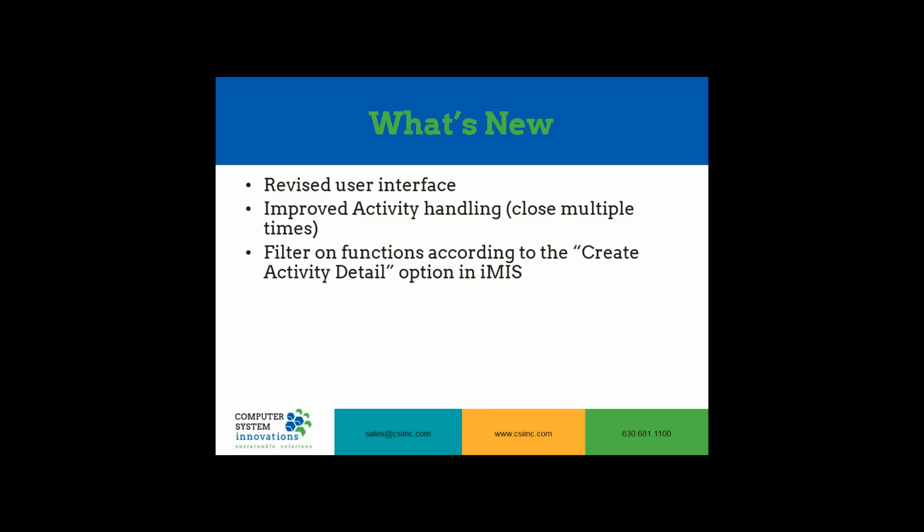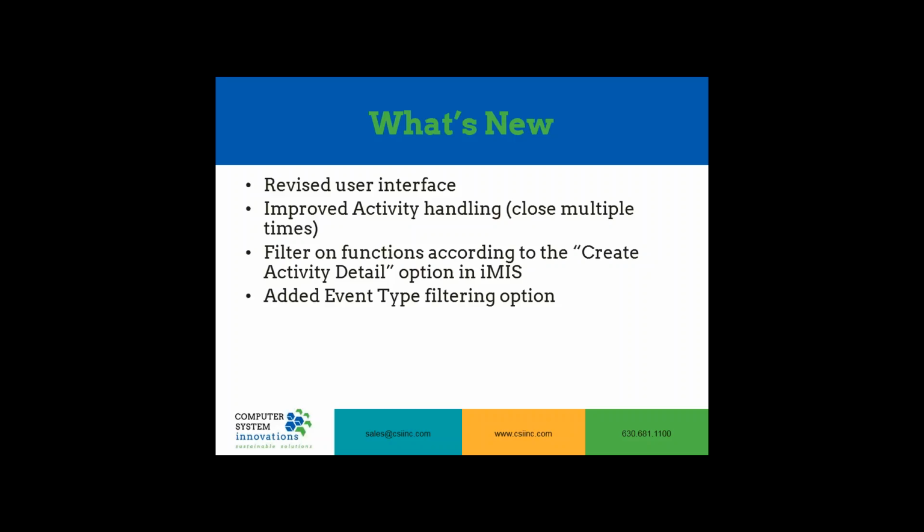You might have noticed, and I went kind of quick, but we added a bunch of abilities. Before I move on, you saw that we added the ability for reading iMIS for the create activity detail option. That's where I decide which function should have an activity created. So I've added that as well.